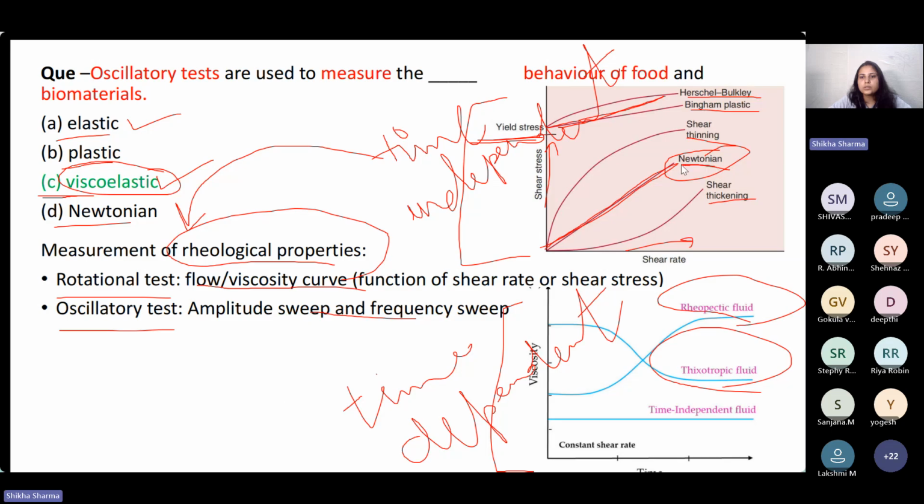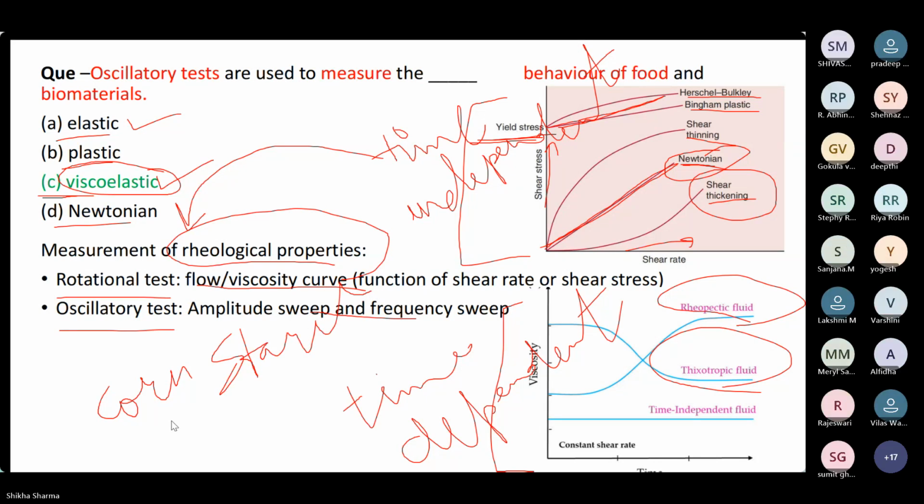Okay, and then for shear thickening, we have the cornstarch solution. When we apply the stress, initially the strain will not be that much. After a certain point of time, the cornstarch solution will become thick. So that is the shear thickening behavior of the material. The viscosity will change.